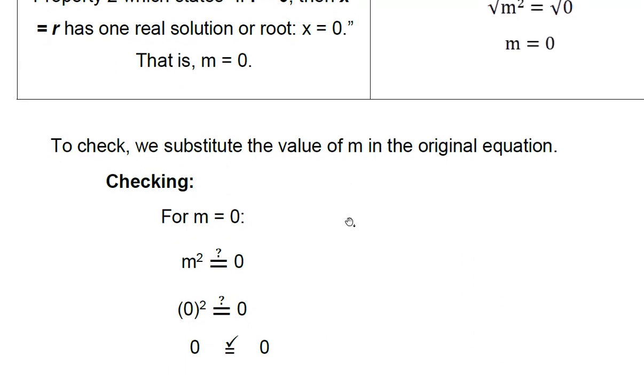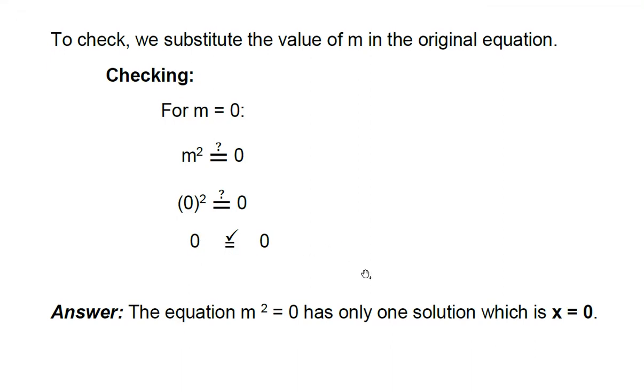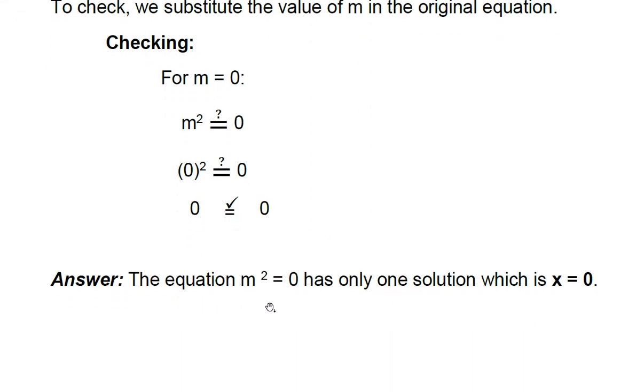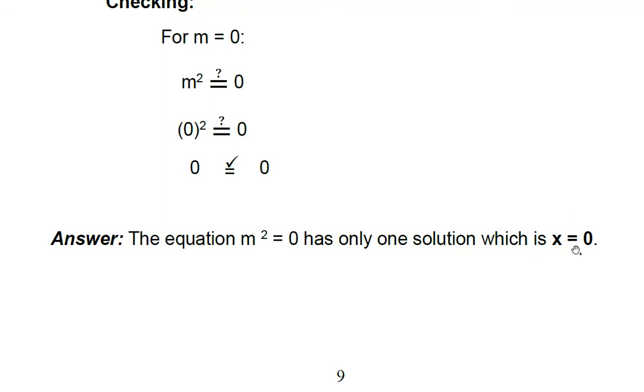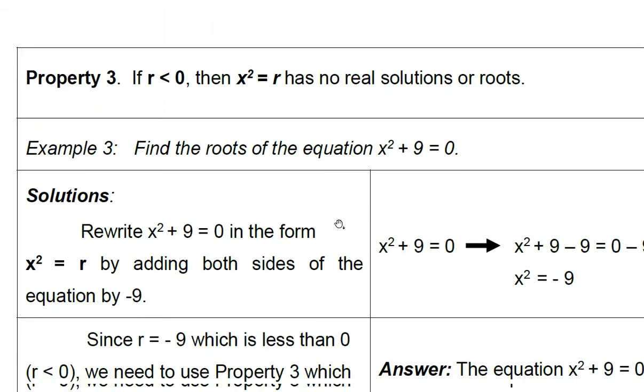To check, m equals 0, so m squared equals 0. Substitute the values, and we have 0 is equal to 0. So the answer: the equation m squared equals 0 has only one solution, which is m equal to 0. The solution is still 0. Next is property number 3.